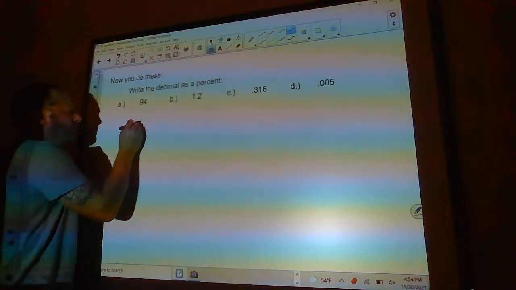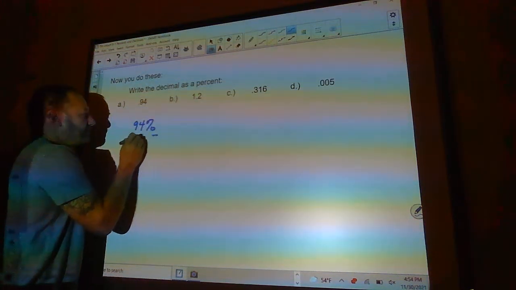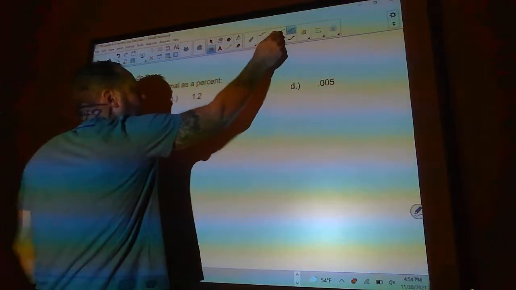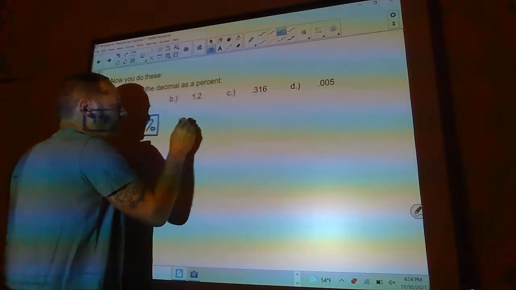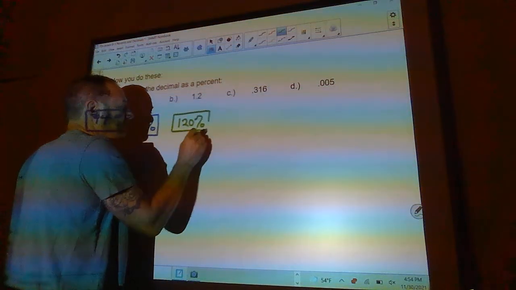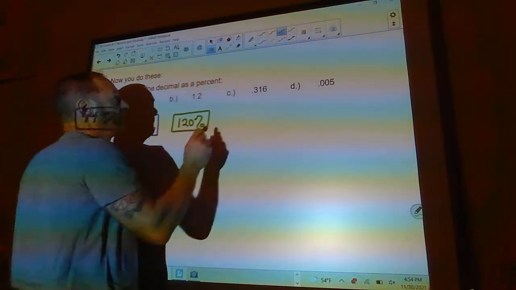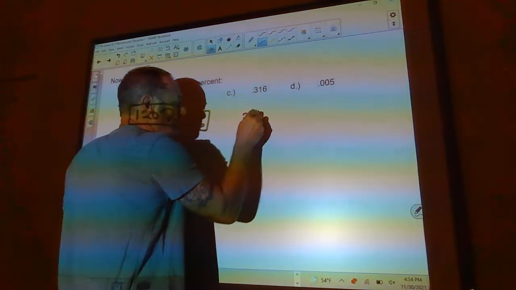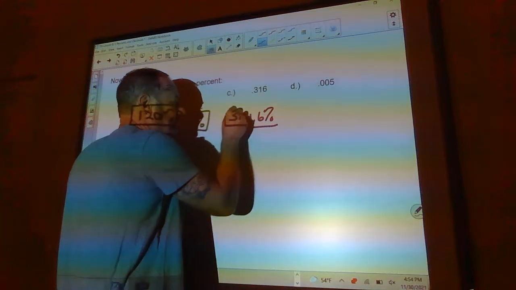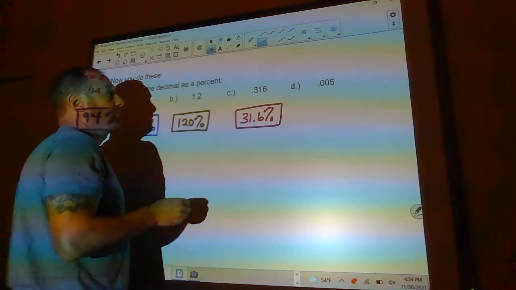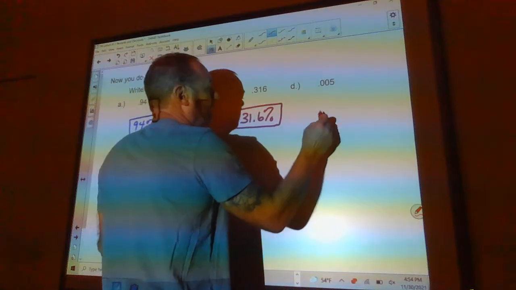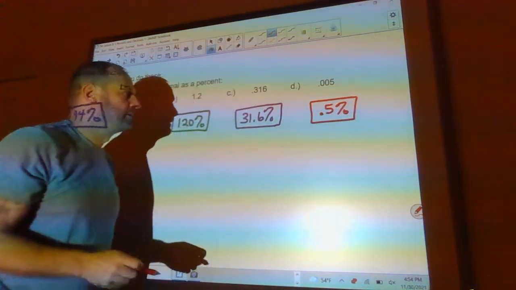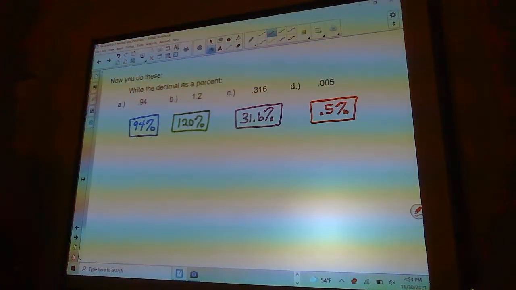Okay, 0.94, very simply 94%. That's probably the easiest one. 1.2, that's going to be 120%. 0.316 is going to be 31.6%. And 0.005 is going to be 0.5%. So very, very simple to do.